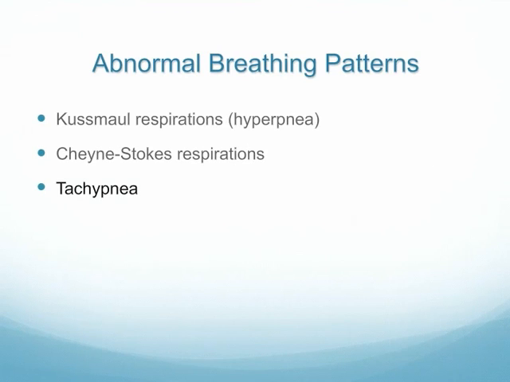Some of our abnormal breathing patterns include Kussmaul's respirations. Kussmaul's respirations are very deep, rapid respirations, and in fact here it also refers to them as hyperpnea. So this means the patient is breathing very fast. Cheyne-Stokes respirations are a condition where the patient is breathing fast and deep and then starts to slow down and have very shallow or maybe even no respirations at all for a short time, then deep, rapid respirations again.